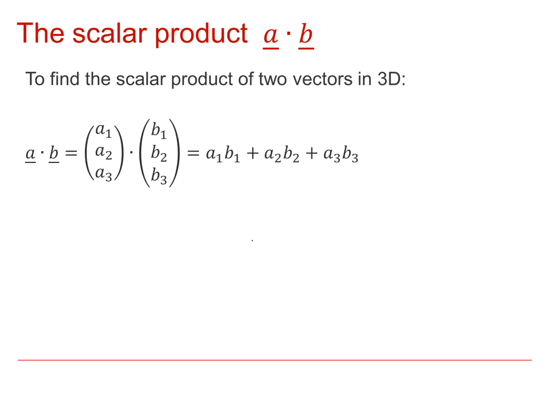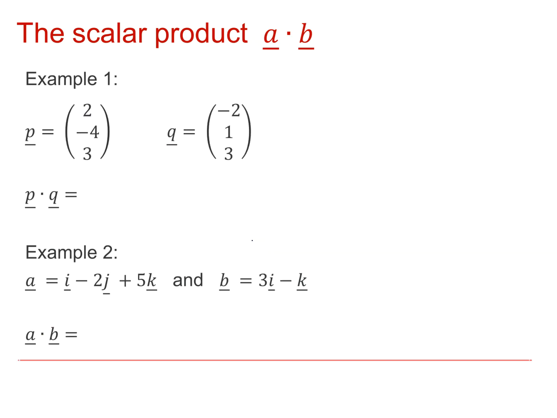We can do the same thing in 3 dimensions. So in this example, p dot q is equal to (2, -4, 3) dot (-2, 1, 3), which is -4 - 4 + 9, which is 1.